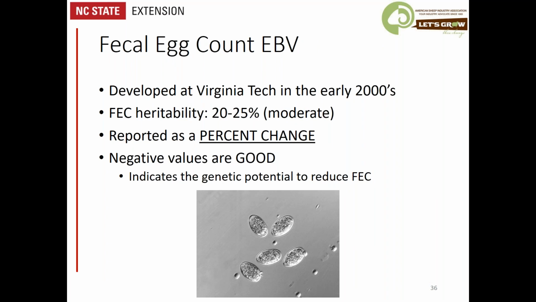Fortunately, we have a breeding value for fecal egg count. So instead of just looking at those phenotypic measurements of fecal egg count, we can actually look at the breeding values and the genetics associated with fecal egg count. This tool was developed at Virginia Tech in the early 2000s by Dr. Notter's lab. The heritability is moderate, 20 to 25%, so similar to a lot of our growth traits. And it's reported as a percent change, so negative values are good. We want to lower fecal egg count, and so lower fecal egg count would indicate a more parasite-resistant individual.